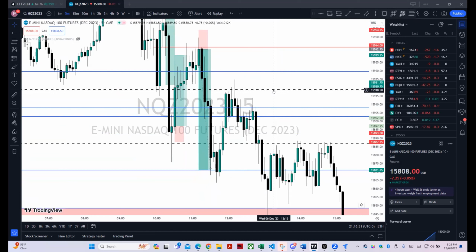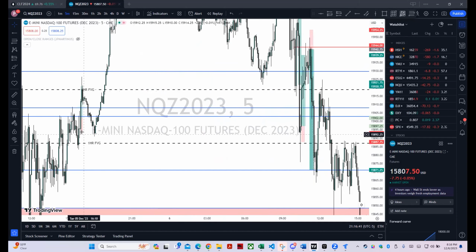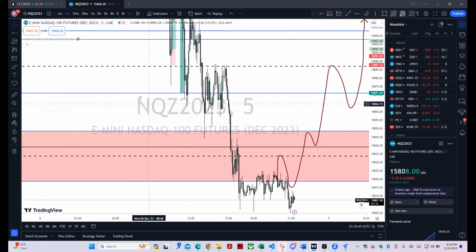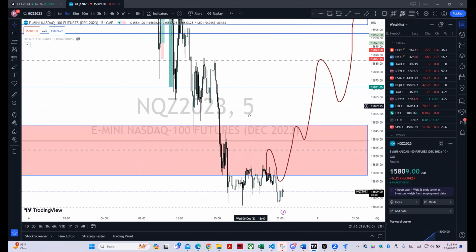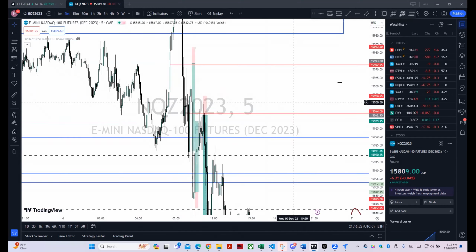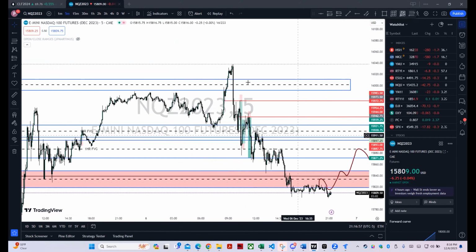We took a lot of losses there because I was not expecting this to continue down after taking out the 1 hour fair value gap. I actually expected the 1 hour fair value gap to act as support. Unfortunately, that did not happen. Instead, it acted as resistance. Therefore, I do expect us to come back through the top of it to retrace.